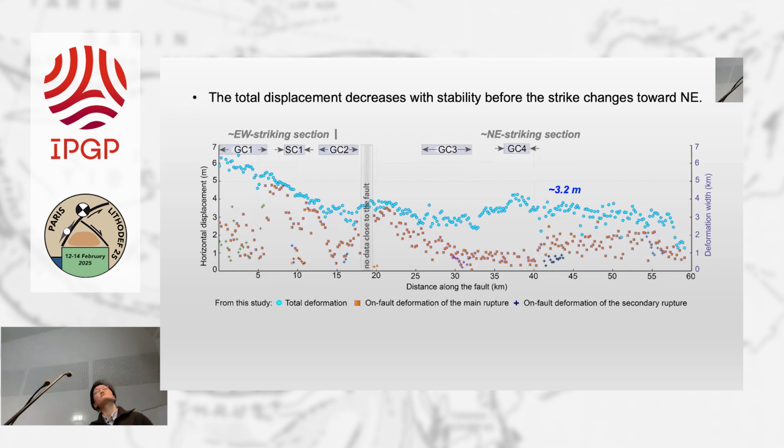From this measurement, we can say our total displacement decreased from about 6 meters at the west of GC1 to about 3 meters at GC2. Then the total displacement is generally constant at about 3 meters toward the northeast, locally increasing to maybe about 4 meters at GC4. To the end of the rupture, the displacement decreased to about 1.5 meters.